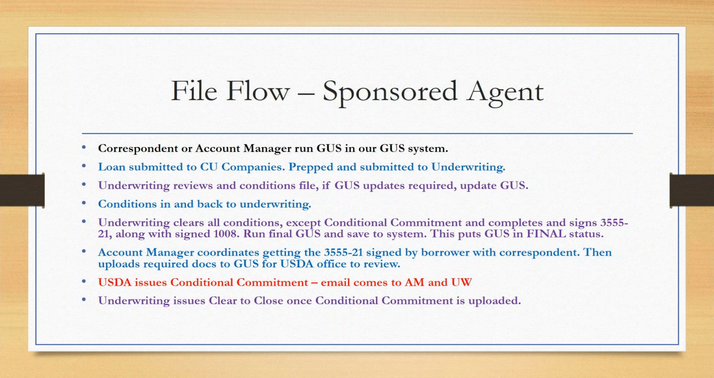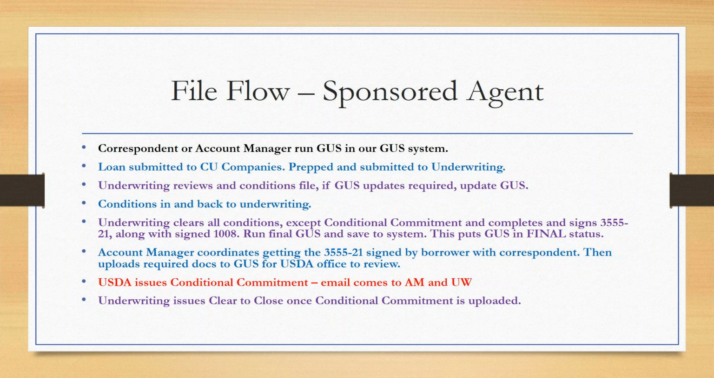You get the conditions in, it comes back to underwriting, and we will sign off on everything except that conditional commitment and then prepare the 355521 for you. From that point, that 355521 needs to be signed by the borrower, so we will upload it to the TPO website, send you an email that needs to be signed, and then once you get it back, the account manager takes care of submitting all the documents to USDA for review, and they can also check the turn time and have that communication with you for what is the expected turn time out of the USDA office.